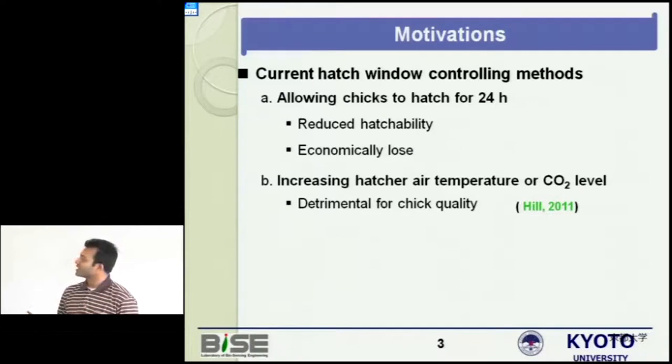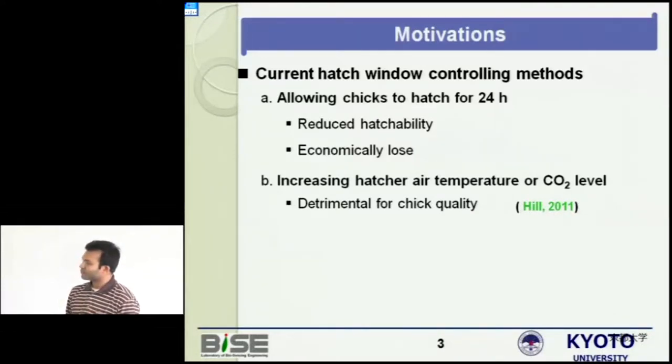To control the hatch window, poultry hatcheries practice different methods. Among these, they allow chicks to hatch for around 24 hours, and after this time, they discard the unhatched chicks. Still, there are some chicks that could hatch, but they are discarded from the lot. That reduces the hatchability and causes economic loss.